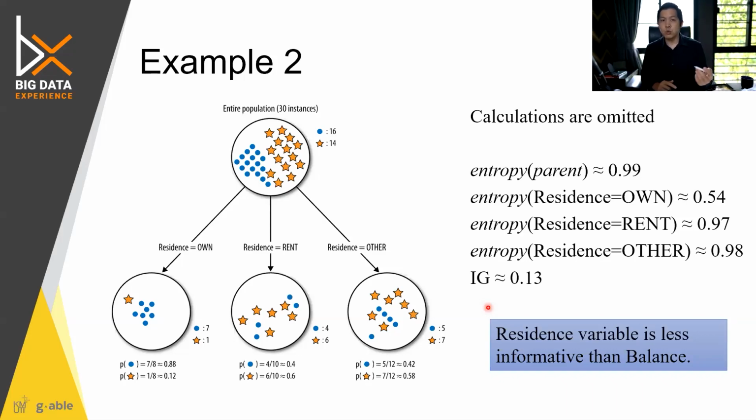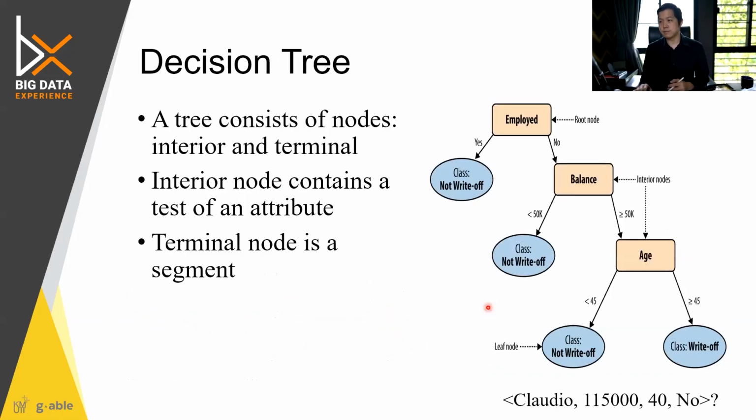If you have to choose one variable, and that one variable would be used to say which person would belong to which class, you would choose balance because balance can give you more information than residence. Okay, now the idea is to find not just one variable, but a set of variables as well as the way that they would form to create this tree. This is the tree that is called a decision tree.